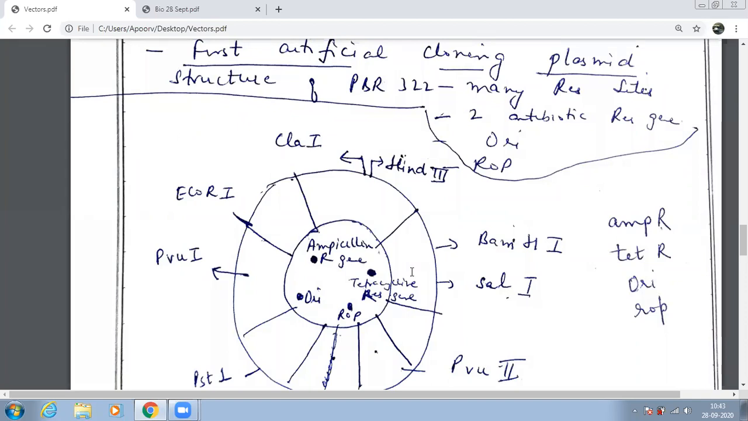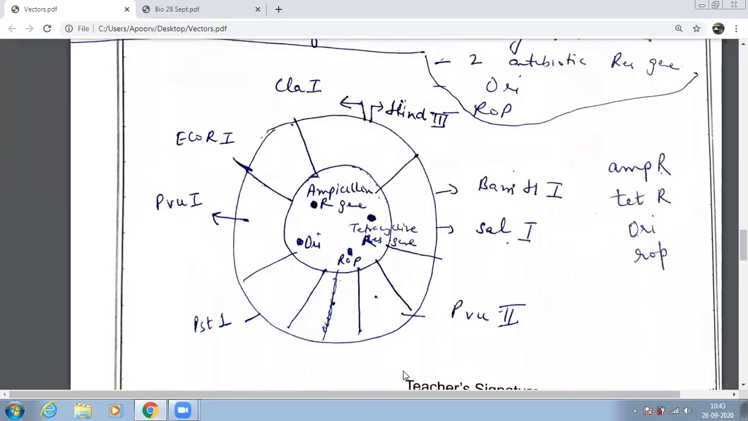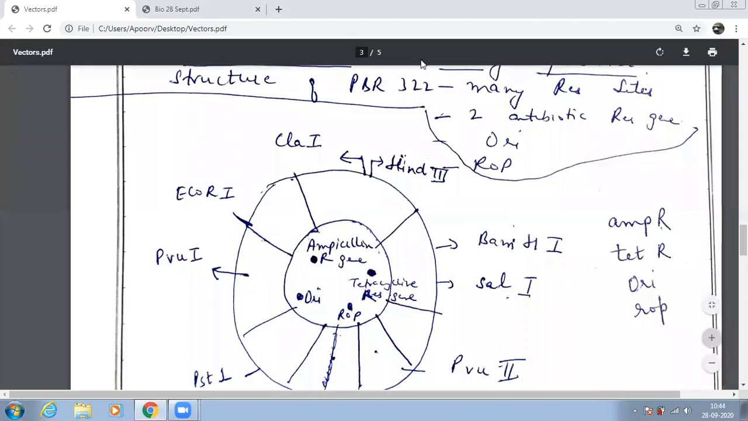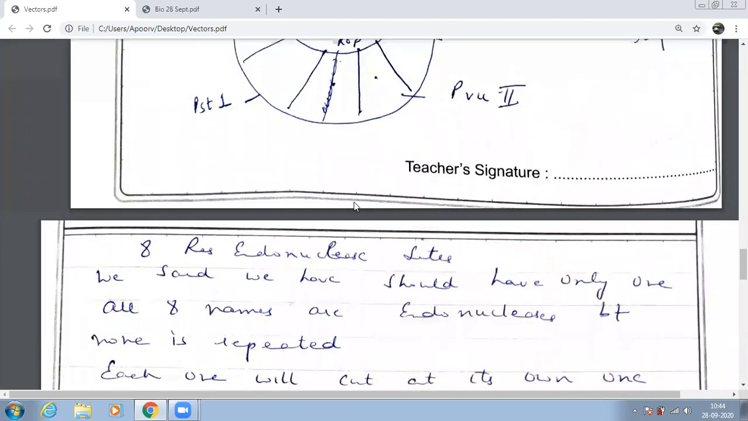BAMH1, BAMH1, SAL1. Then we will leave 1 box free. Then next is PVU2. Then we'll leave at least 2 boxes here. You can make 3 also. Then is PST1. After PST1 it is PVU1. And then very close to this China here, you have Eco R1. After I discuss the next part, I'll come back to this and ask you, let me see how many you are able to learn.